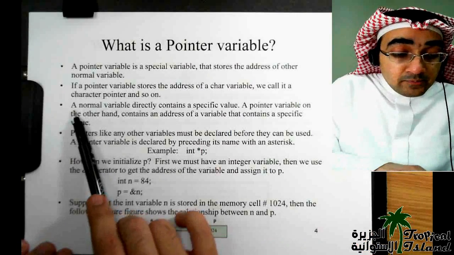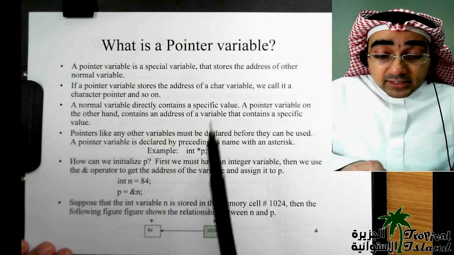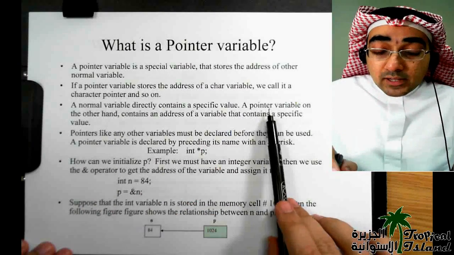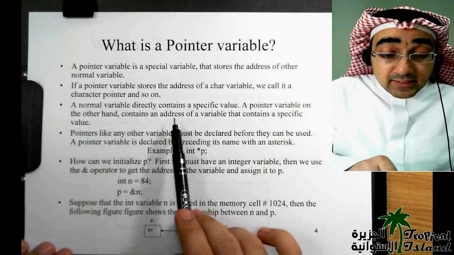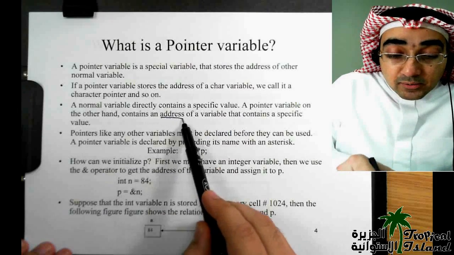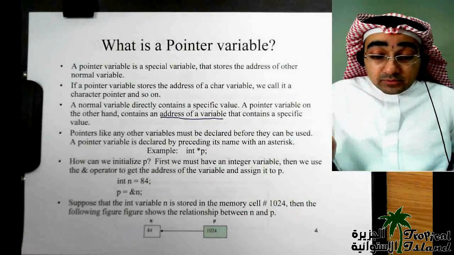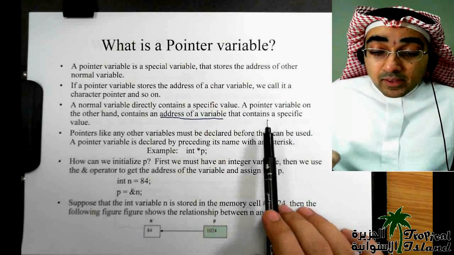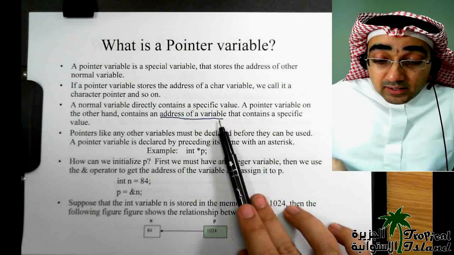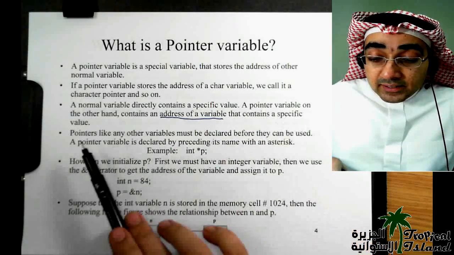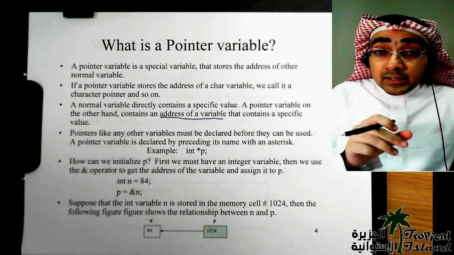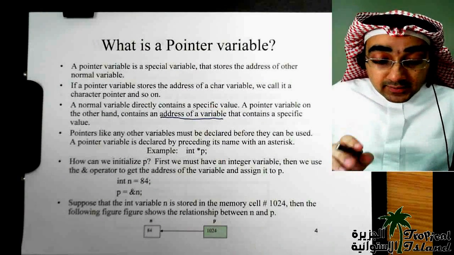Okay, a normal variable directly contains a specific value. This is very important. A normal variable can actually store a value in it. A pointer variable, on the other hand, contains an address of a variable. It doesn't contain any value in it. It contains the address of a variable that contains a specific value. So the variable might contain a specific value, but the pointer cannot contain a specific value.